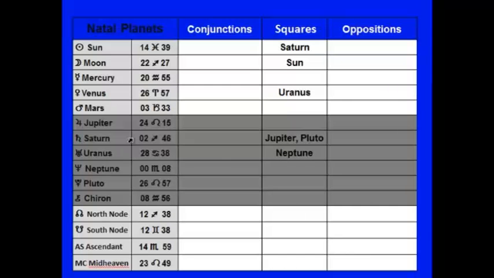So again, you're only going to put these in once, and that is showing all the different squares happening on this chart. So again, take a moment, pause the recording, look for your squares, and write them into your chart. And then we'll go on to the oppositions.